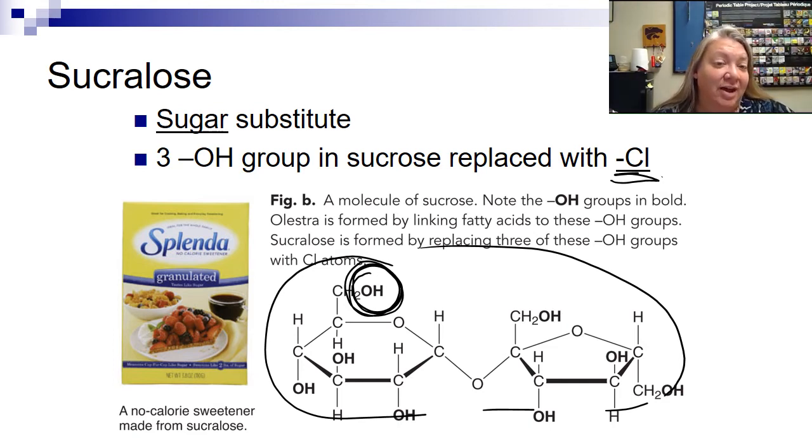Now, it turns out, because of the changes that are made on this one, it is extremely sweet, like 600 times sweeter than regular sugar. Because of that, it takes very, very little of this to be placed in our foods. Again, Splenda is one of our sugar substitutes.